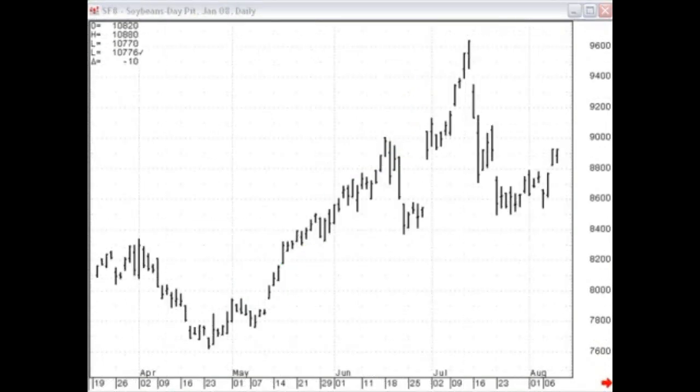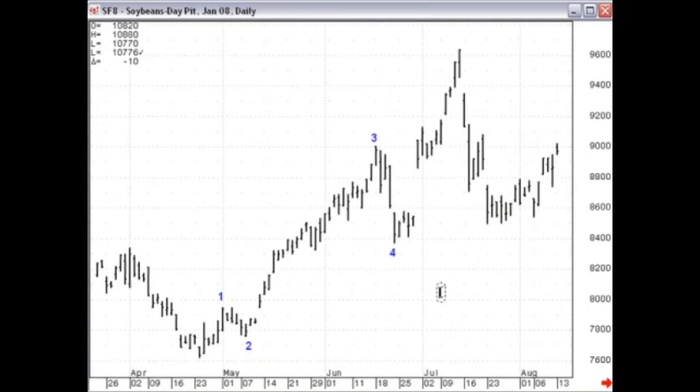In this section, we're working with trend lines and the wave principle, and what I'd like to go ahead and show you right now, here's a price chart of soybeans. And let's just go ahead and label this price chart. Wave 1, wave 2, wave 3, wave 4, and wave 5.